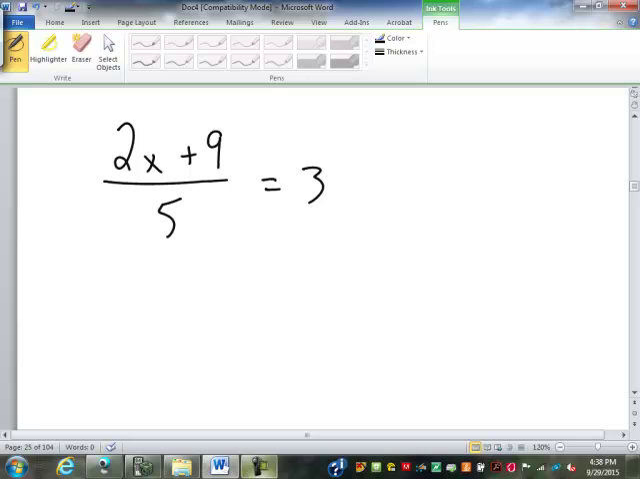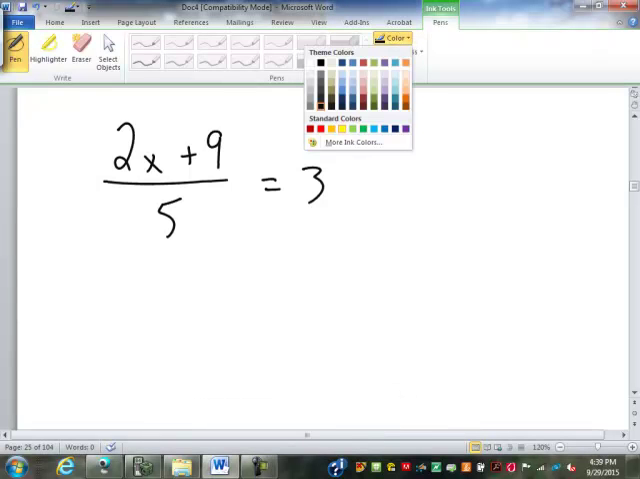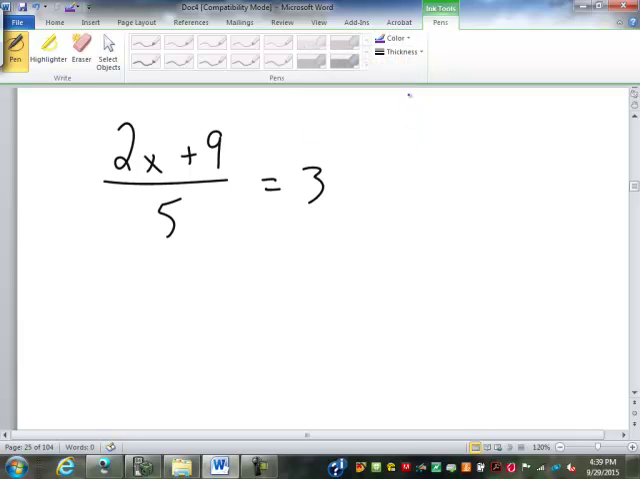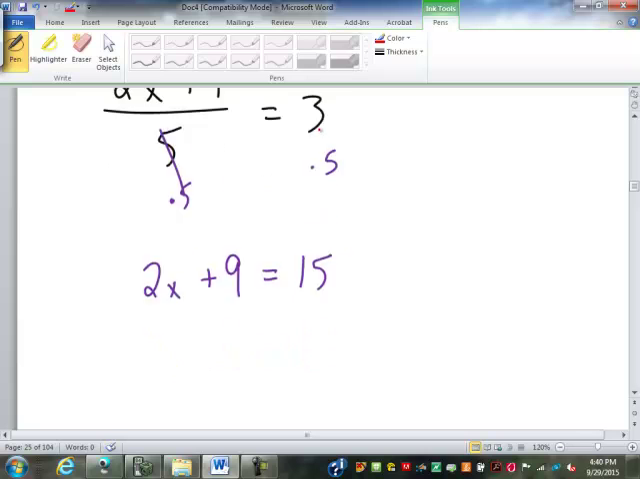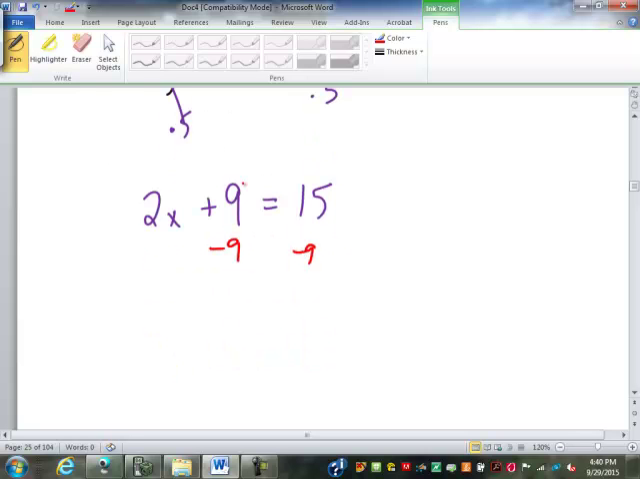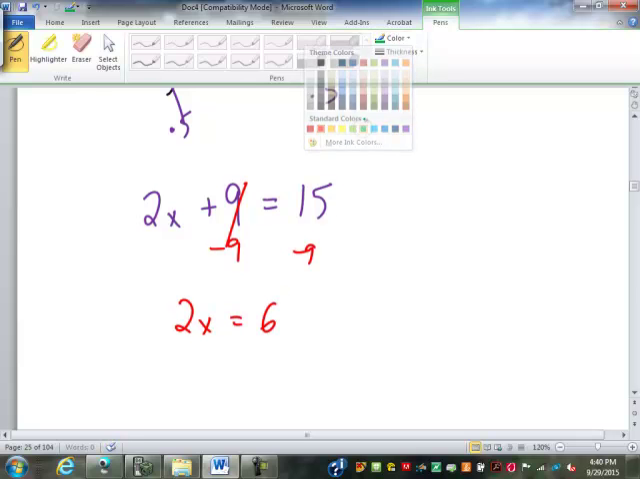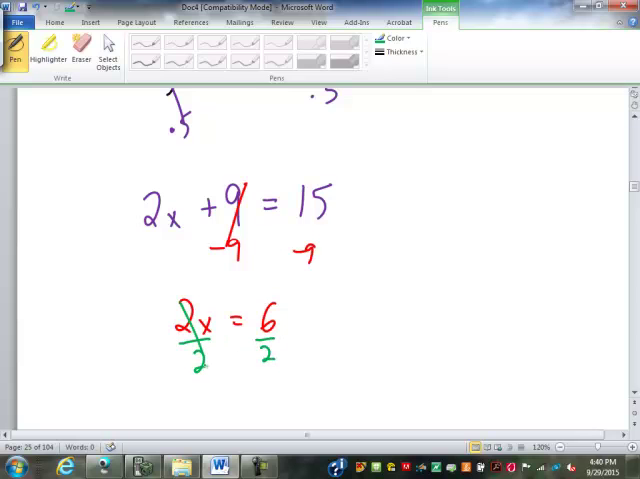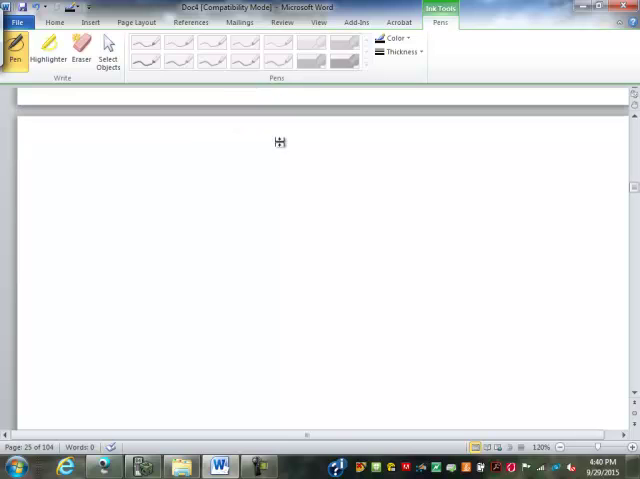Give that one a shot in your notes quick. What do we need to do first? Times 5. Very good. So now we have 2x plus 9 equals 15. Good. And then subtract 9. Perfect. And then divide by 2. X equals 3. Good job. I got that one. So that's why I knew how to do it. Cool.